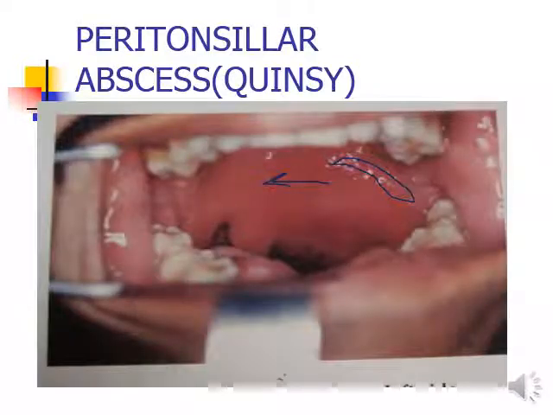Here's a photo representing a peritonsillar abscess on the left side, and here's the accumulation of pus between the tonsil, included in its capsule, and the superior constrictor muscle, causing one of the cardinal signs for the diagnosis of peritonsillar abscess, which is pushing the uvula to the unaffected side. And here the uvula is pushed, as we can see, to the right side.